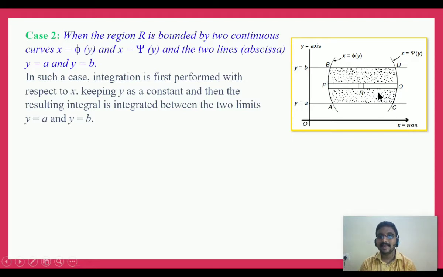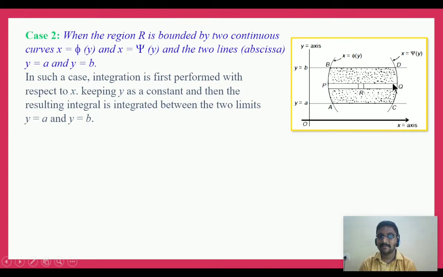It is the given region. We take the closed region; the dotted region is a closed region. In this closed region, we have to take a strip. The strip is drawn parallel to the x axis.